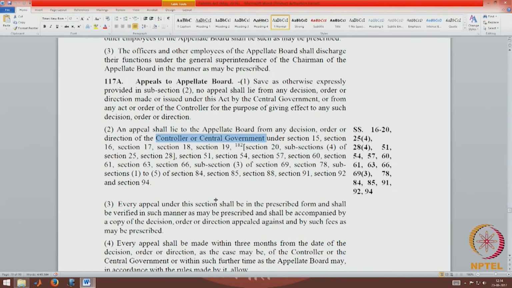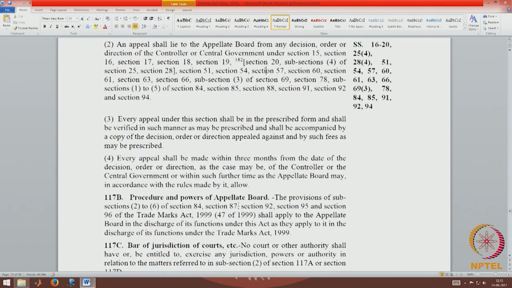So, we consider them as inferior bodies in the sense that you can file an appeal against a decision, order or direction of the central government or a decision, order or direction of the controller to the IPAB. So, in that sense, when it comes to the exercise of judicial or decision making powers, these bodies are inferior to the Intellectual Property Appellate Board, and the sections are given, and these are the sections on which there can be an appeal to the Appellate Board.